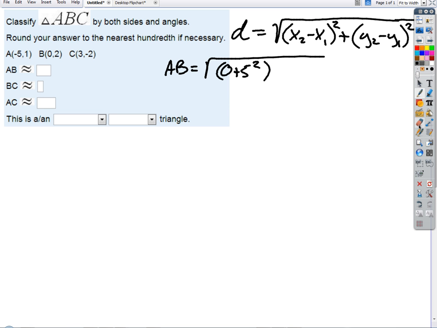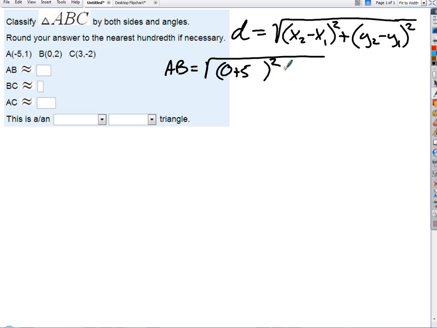squared, right? Squared goes outside. Plus, what's y2? We're just looking at A and B, so 2. 2 minus 1 squared, right? So if we simplify that, 0 plus 5 squared is 25, so the square root of 25 plus 2 minus 1 squared, which is 1, so 25 plus 1. So AB is just the square root of 26, right?